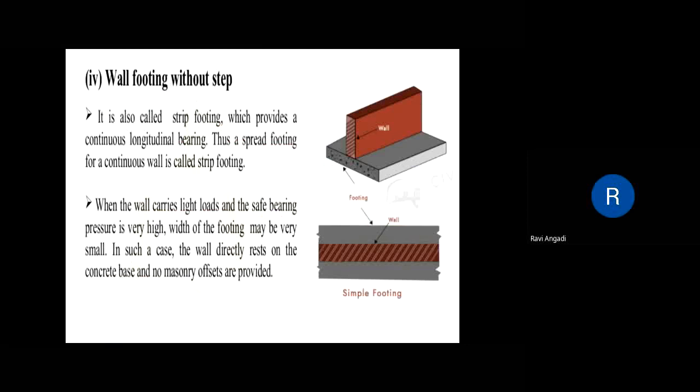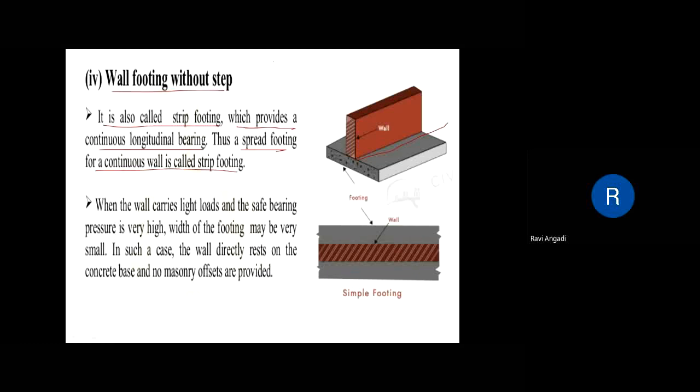Then coming to one more type of spread footing, a wall footing without a step. Means sometimes a wall is constructed on the footing like this. It is also called a strip footing, which provides a continuous longitudinal bearing. Means it is continuous throughout the length. Thus a spread footing for a continuous wall is called a strip footing. So this is called a strip footing, means a continuous footing over which the wall has been constructed sometimes.